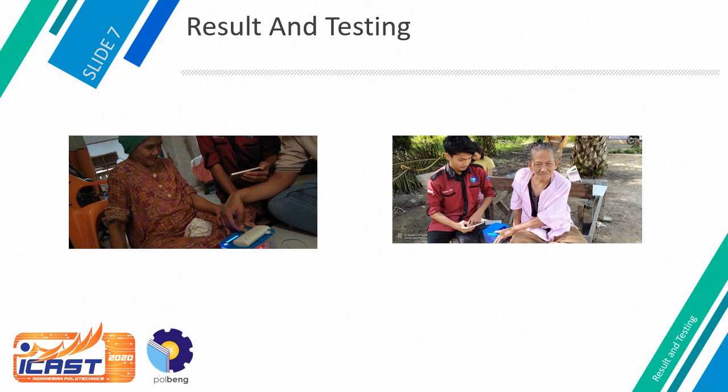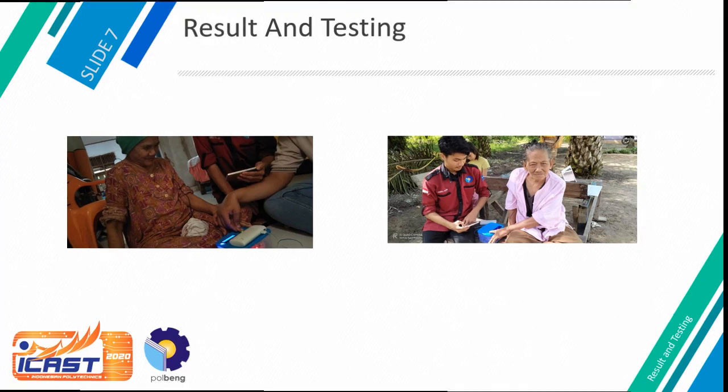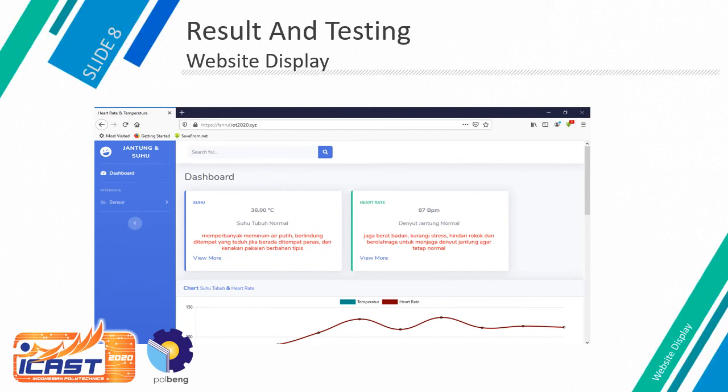This figure shows the patient retrieval of data. This is display of website. There is value of heart rate and also body temperature. And condition normal, low or high. And also include the information that must be done by patient. What should they do if the heart rate or body temperature is normal, low or high.